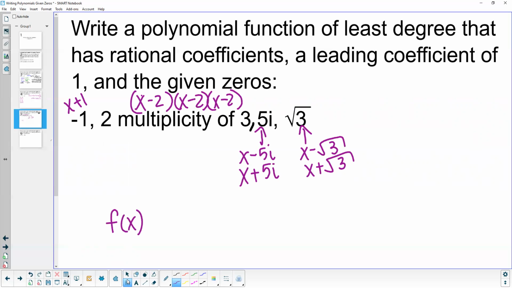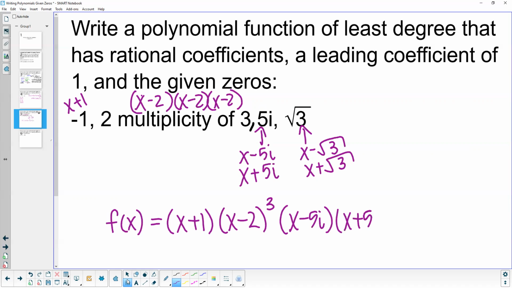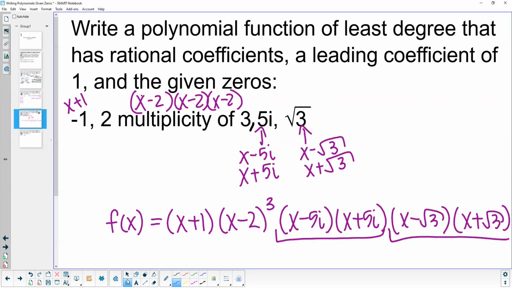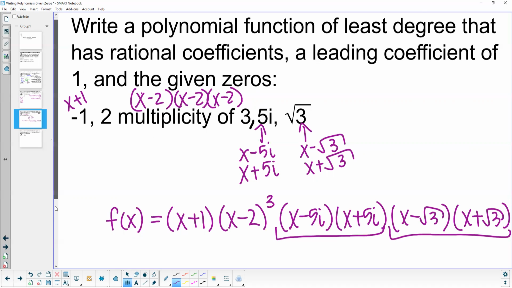Well, if we were to write it all out, we would end up getting x plus 1. I'm going to write this x minus 2, but where it has a multiplicity of 3, I'm just going to put an exponent of 3 here. We've got our x minus 5i, our x plus 5i. We've got our x minus root 3, and our x plus root 3. Now, just like in our previous examples, I'm going to combine these two together and combine these two together just to make it a little bit simpler to look at.